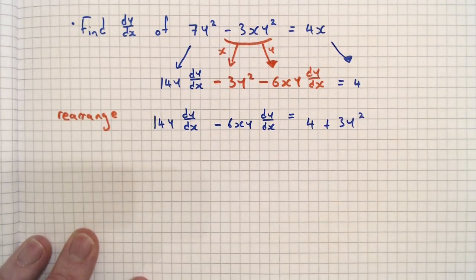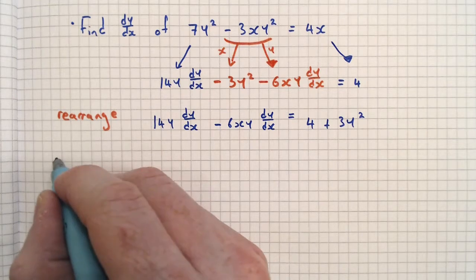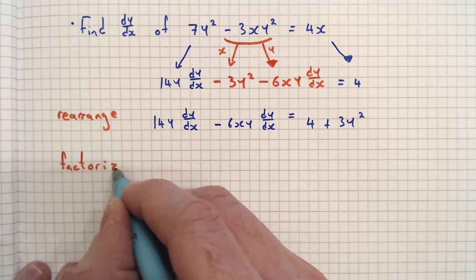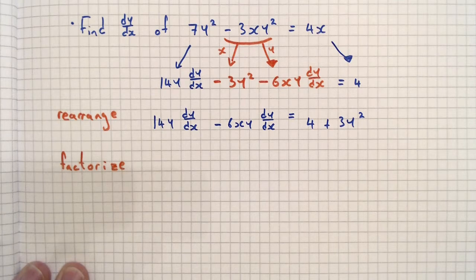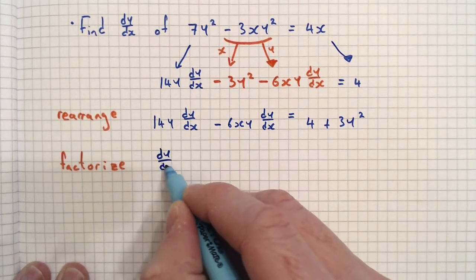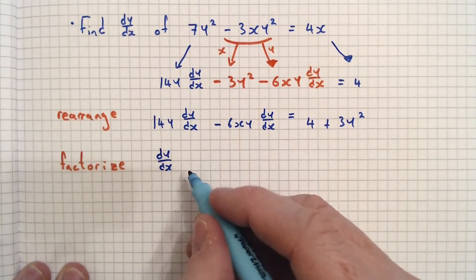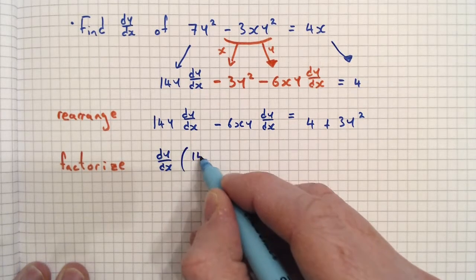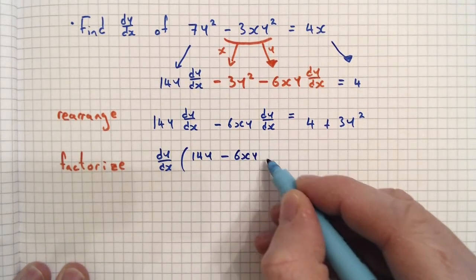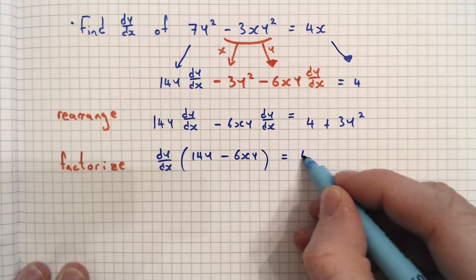As before, because we're looking for dy dx only, we're going to factorize the left-hand side, take out dy dx as a common factor, take out only dy dx and nothing else. So take out dy dx, open up your bracket, put in what's left, 14y minus 6y squared. Sorry, 14y minus 6xy. And that's going to equal 4 plus 3y squared.